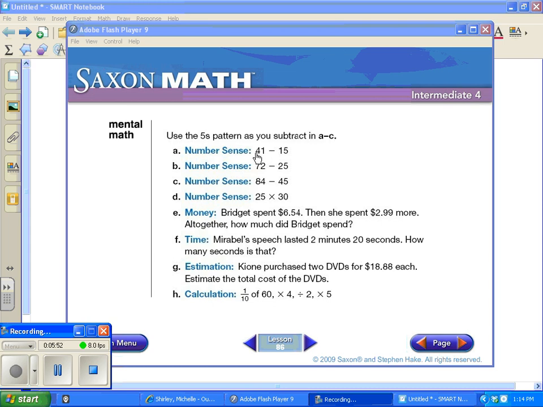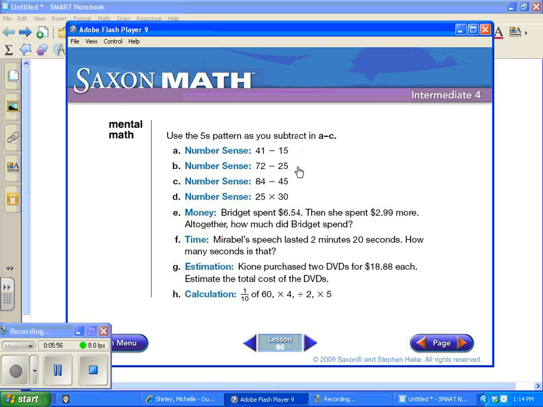So our answer is not going to be like 4 minus 1. It's going to be like 4 minus 2. So the answer is 26. Now pretend that this 2 is like a 12. 12 minus 5, that's 7, right? So now you're going to have that 7 in the ones place.